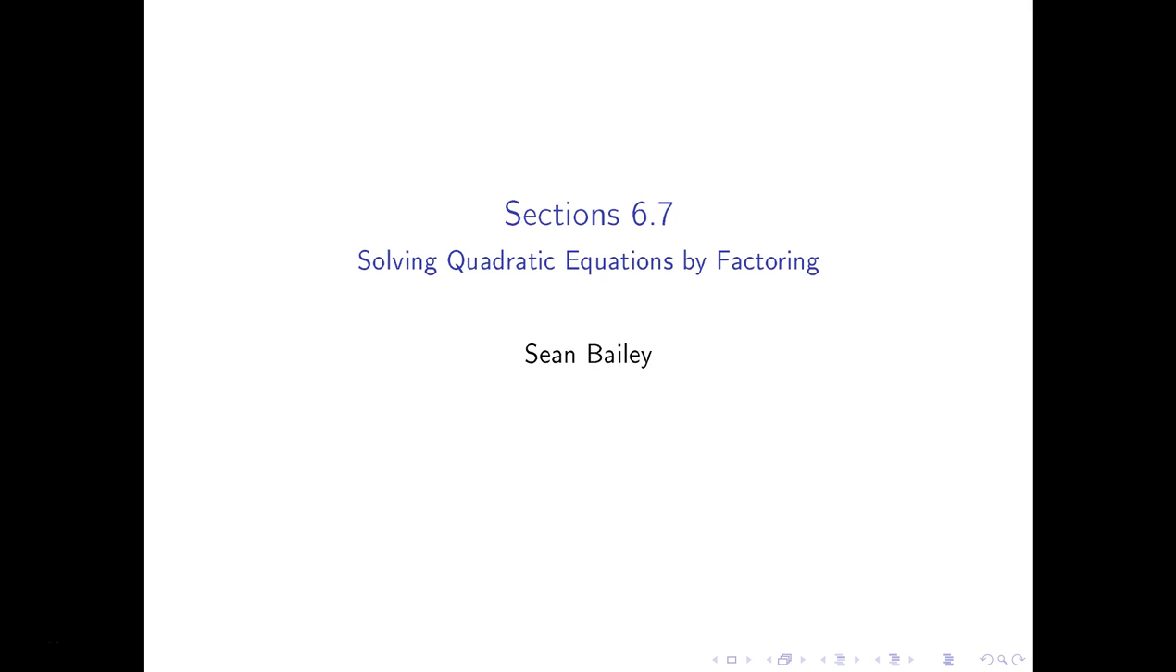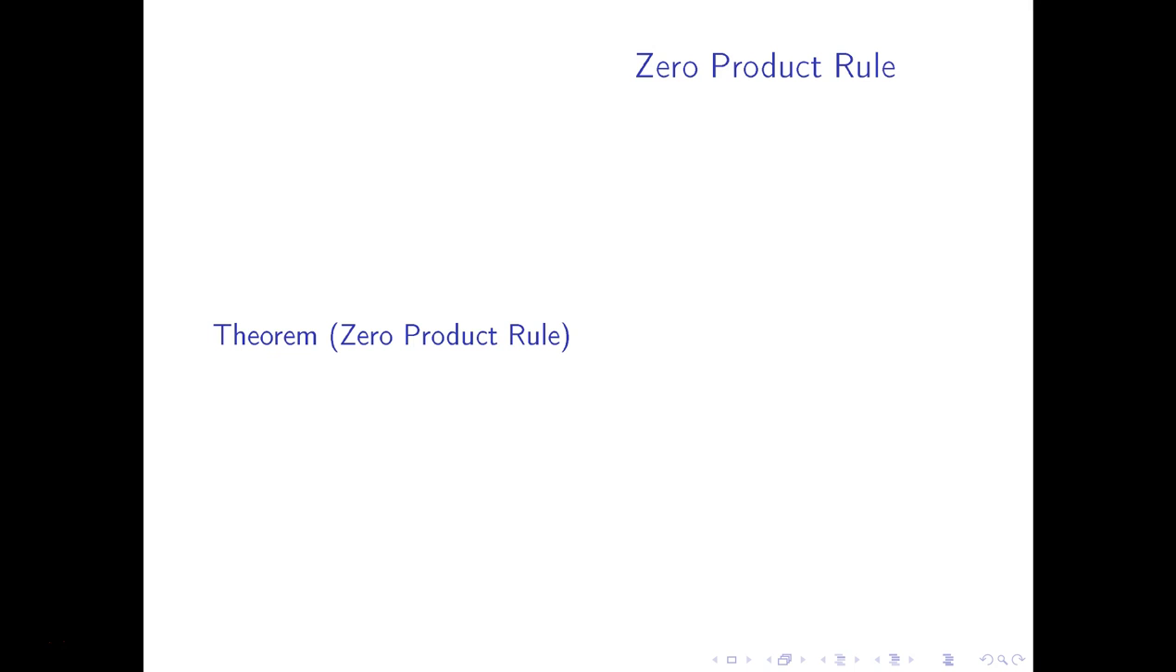So first off, let me introduce something called the zero product rule. This is really critical to what we're going to do. The zero product rule says if I have two things that multiply together to equal 0, then I can guarantee that one of them has to be 0, A or B. Please note, this rule is not true for anything besides 0. This is only true for 0.